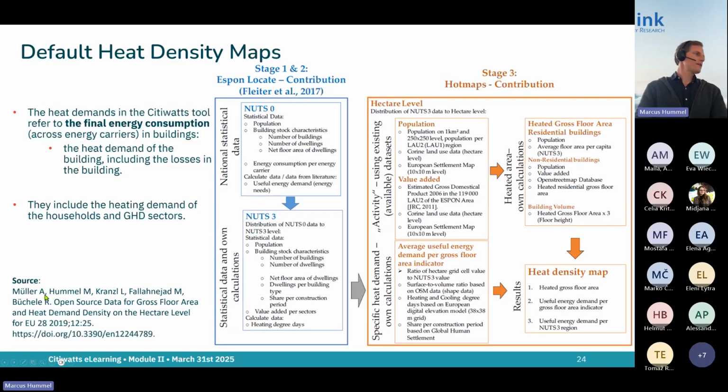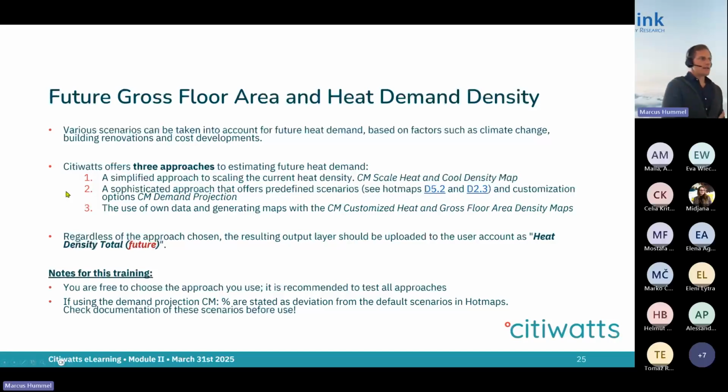You can also find in that paper a comparison of that top-down approach with a bottom-up approach. So for selected areas, based on really the buildings and the data for the buildings that we had available in some selected areas, you can see where deviations arise. So that's the current state.